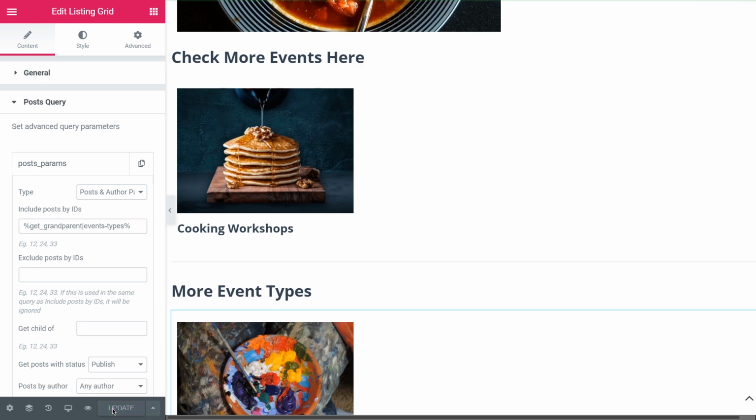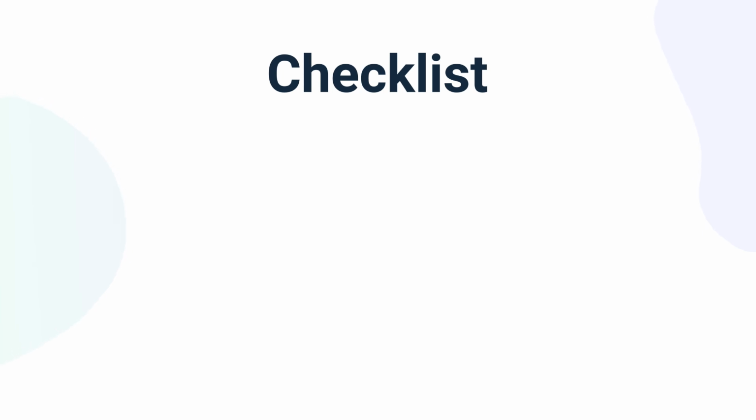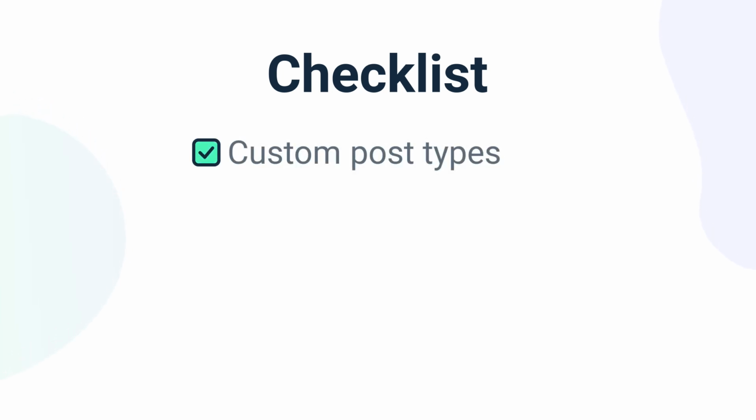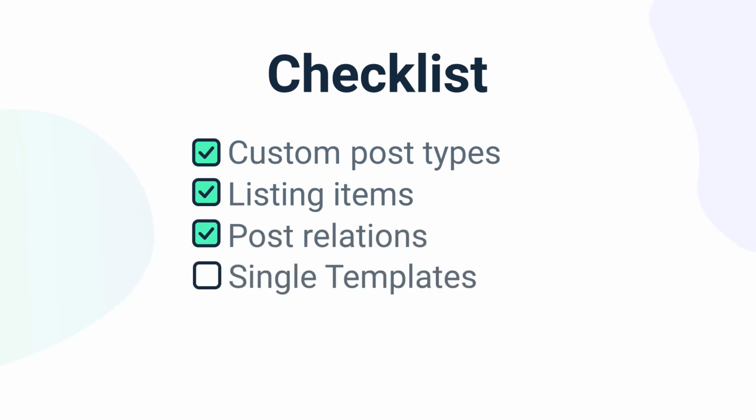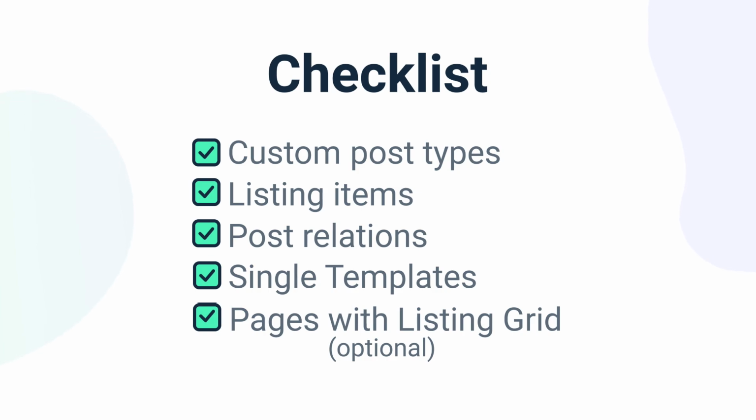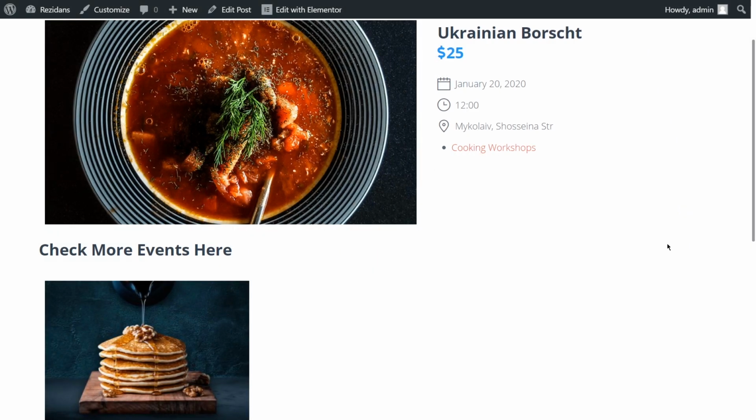Remember our checklist? Let's go over these elements. Custom post types, done. Listing items, done. Post relations, done. Single templates, done. And pages with listing grids, done. Flawless victory. It's as easy as point and click when you are using a tiny hint. When you are creating a single template for a certain post type, keep in mind that the relations should be set accordingly to this particular post type. That's really crucial when it comes to setting the macros.